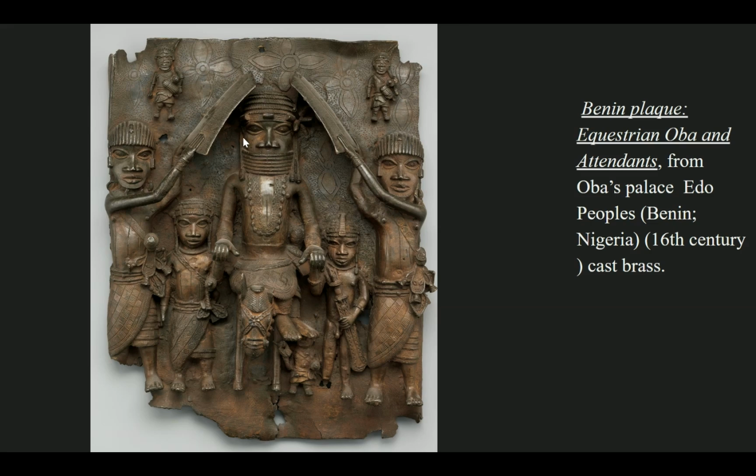We also have hierarchy of scale that we've mentioned before, where the Oba is the largest person. And this re-emphasizes his importance. He's even larger than the horse. He's larger than these minor attendants compared to his more up on the social hierarchy attendants. So he is the largest as well.